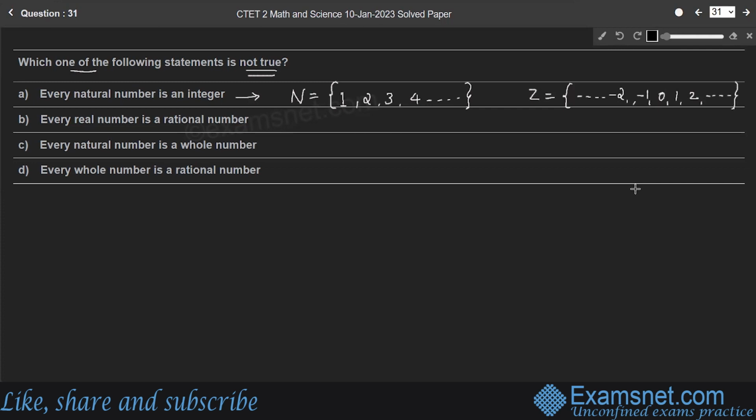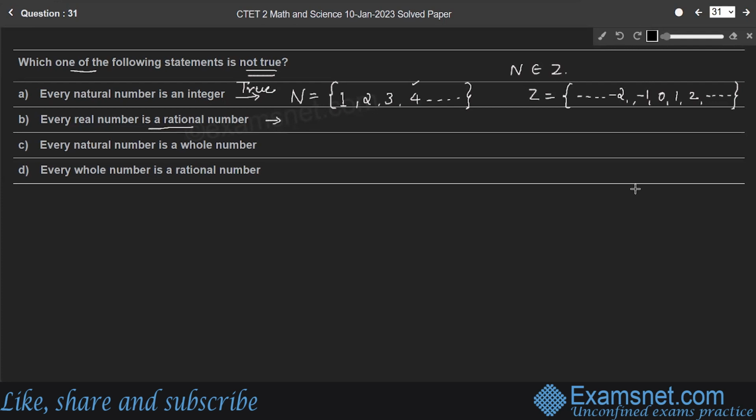So here, consider any natural number, for example 4, 5, 6, 7, 8, right? It is an integer. All the natural numbers are positive integers. Therefore, the first statement is true, right? So here N belongs to the set Z. The set of natural numbers belongs to the set Z. Therefore, every natural number is an integer. And the second one, every real number is a rational number.